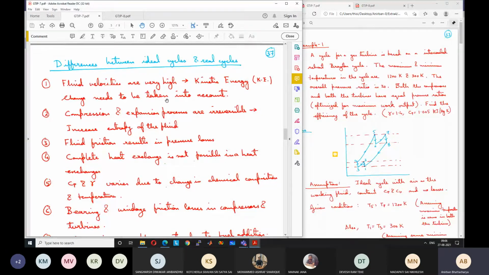My screen is still visible, right? The screen is also visible, right? Yes. Okay.